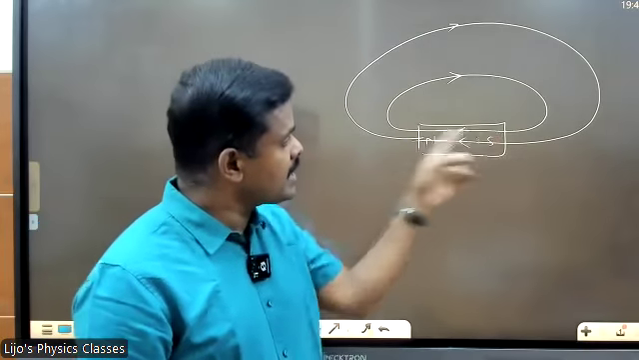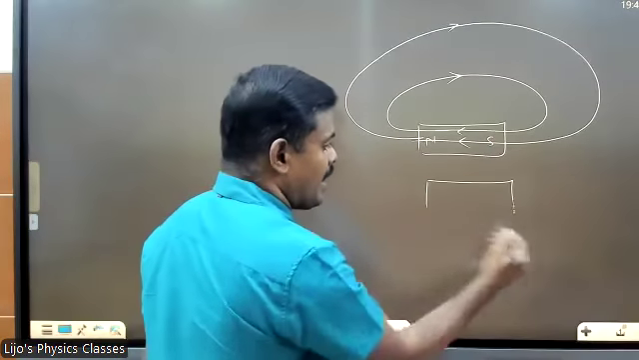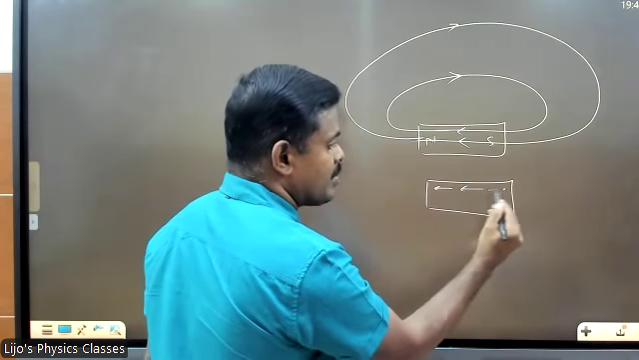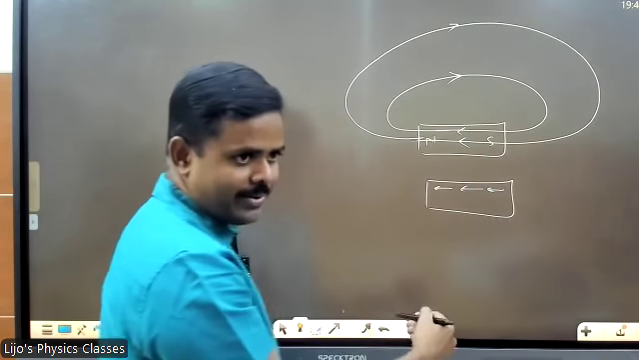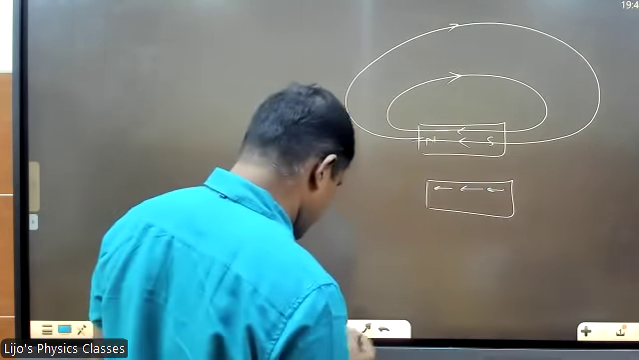No. Actually, inside the magnet, these dipoles are aligned. Atomic dipoles are aligned in a particular direction. That is the next point I'm telling you. Okay, right. So that is where we start the class today.